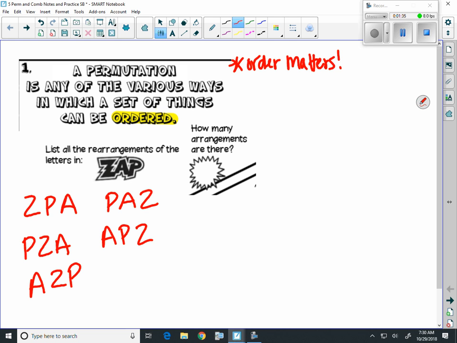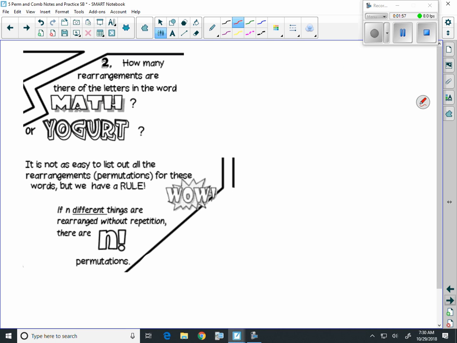I think so too. Okay, so how many rearrangements are there? How many total ways of arranging Z, A, and P together? 6. Okay, you just did your first permutation. So it's taking things and finding out how many different ways they can be written. So if we look at the words math or yogurt, we would try to rearrange those. But as the words get longer, we're not going to want to do those by hand. So there's a way that we can do them a lot faster.